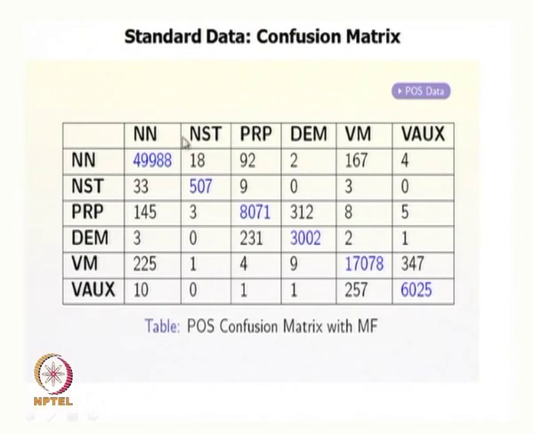Noun has been tagged as NST 18 times, as pronoun 92 times, as demonstrative 2 times, and as main verb 167 times. Noun has also been tagged as auxiliary verb 4 times. This is a very valuable piece of information, and we find that the biggest error on noun comes from noun and main verb confusion. So, 167 times we are producing the main verb tag for a noun.